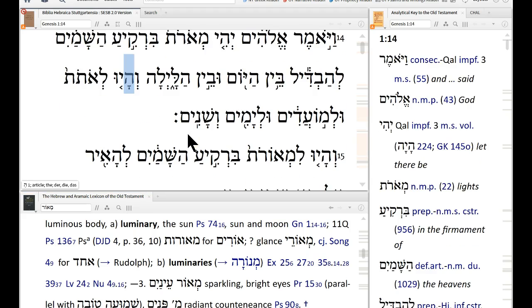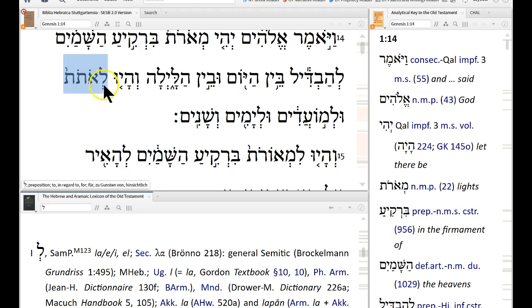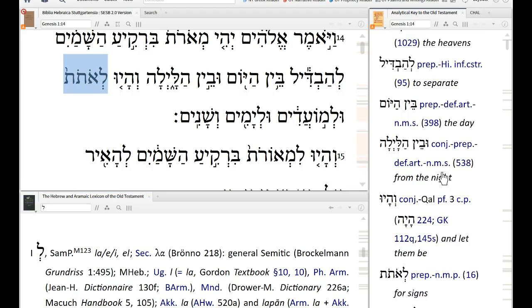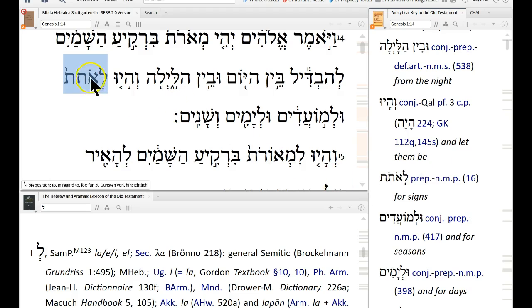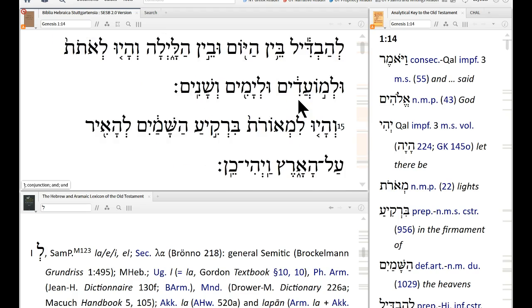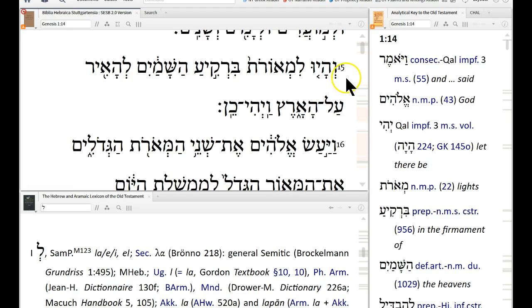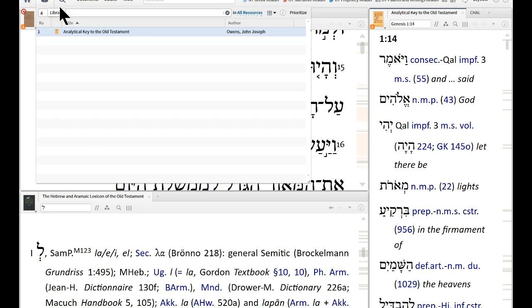And let them be for signs. I was misreading that as or. Let them be for signs and for seasons and for days and for years. So a lot of people point out, why do you have the word signs? How are they signs? But that's what it says. Verse 15, let them be, if you'll let me change here, I'm going to change this to the AFAT.